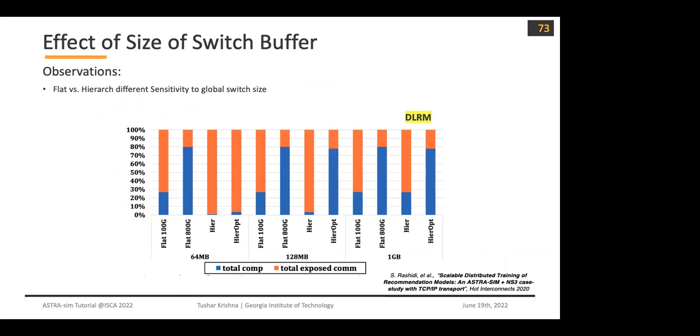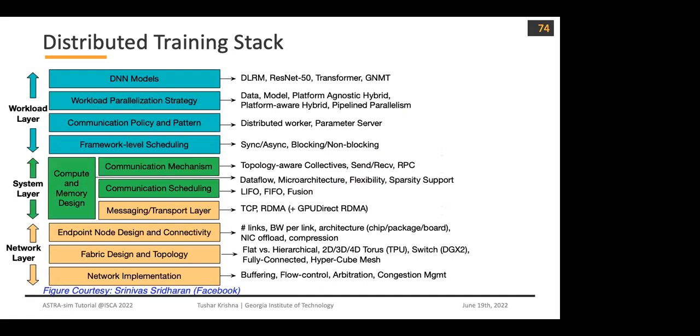So again, the tool ASTRA-sim that we'll talk about can be used for studies like this as well, to size different network components and see what is most optimal. Okay, so this is basically the summary of the full distributed training stack that I talked about. It's nice to think about distributed training in a systematic manner as these different layers, because now you can optimize each of these layers independently, or given that certain things are given, you can see what's the best implication here.